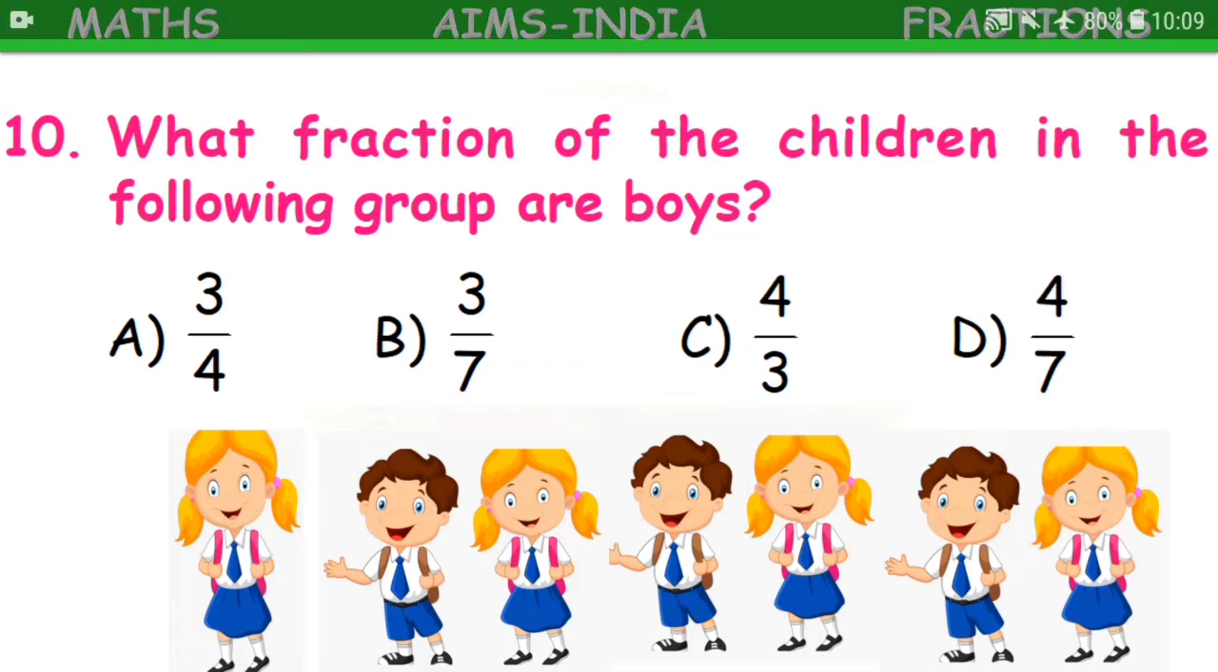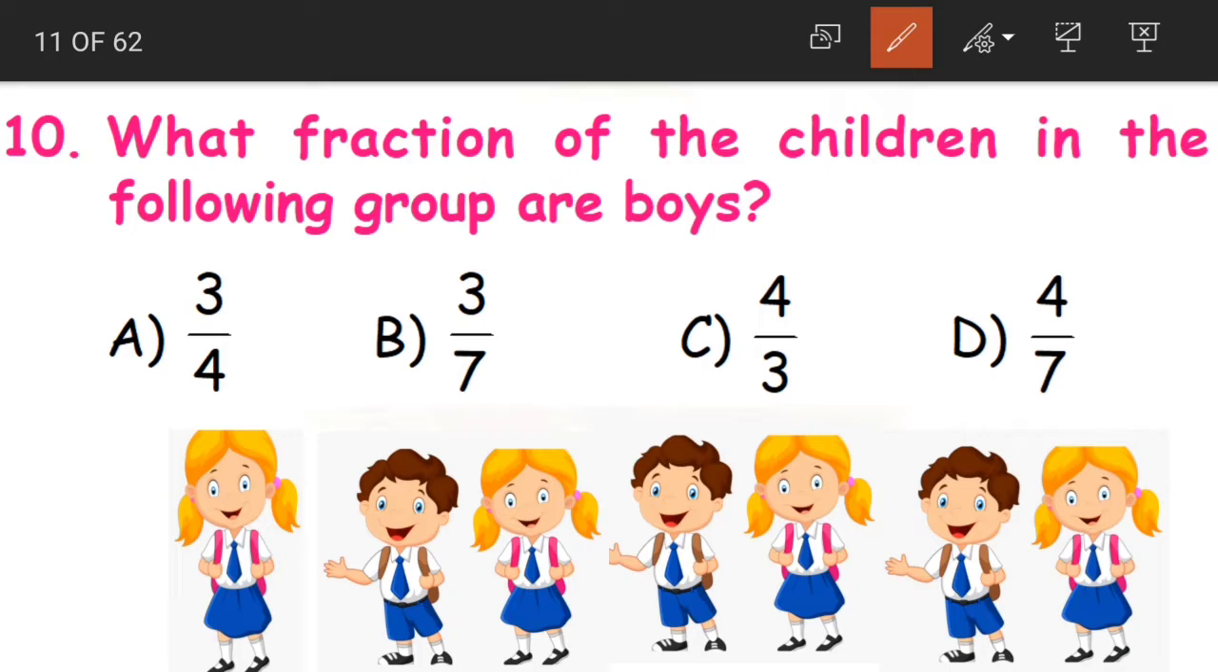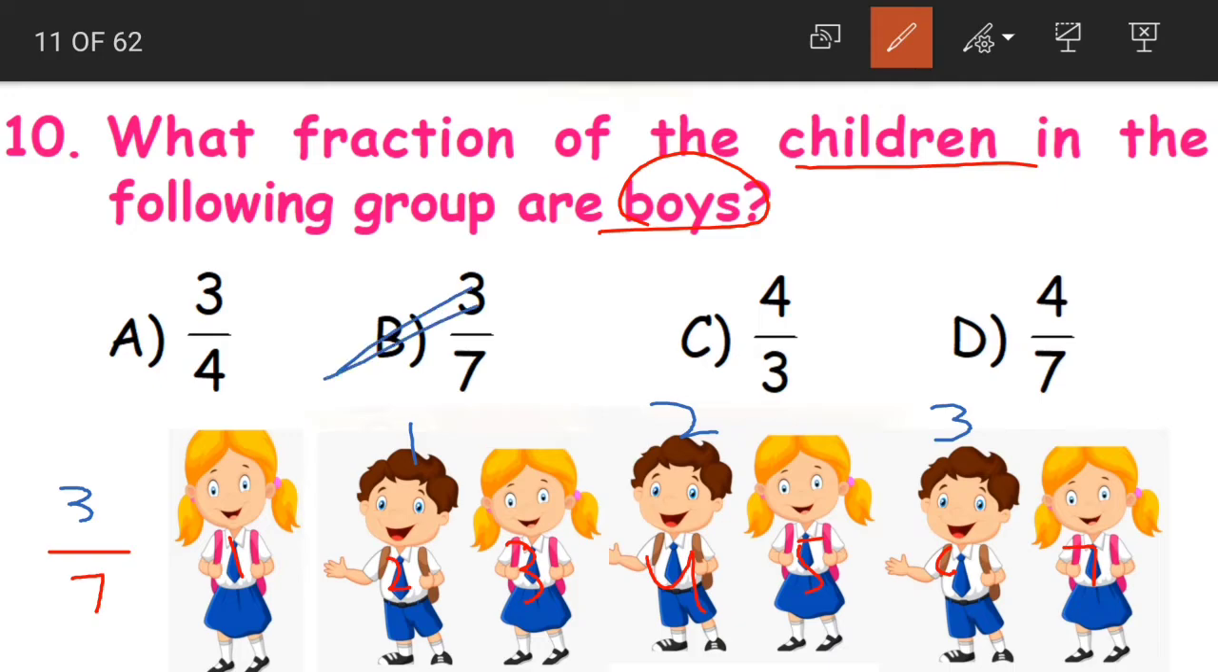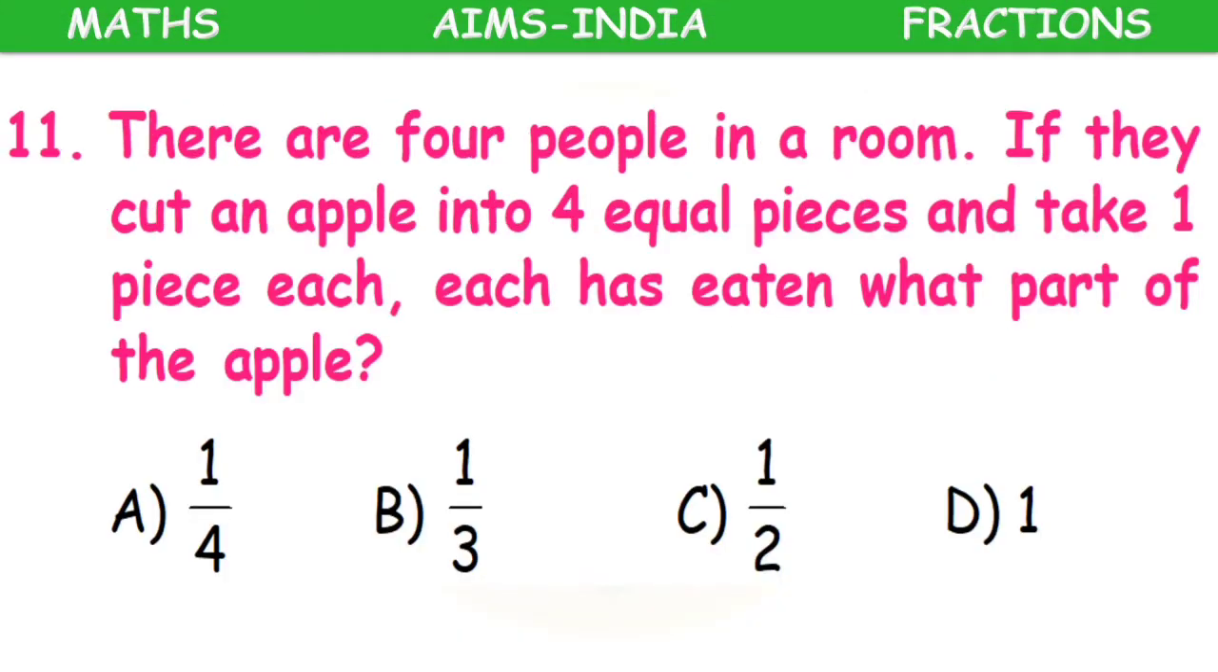Next, what fraction of the children in the following group are boys? So first what should we do? Let us count the total number of children. 1, 2, 3, 4, 5, 6, 7. There are total 7 children. So 7 becomes our denominator and we want the number of boys. How many boys do we have? 1, 2 and 3. So 3 becomes our numerator. Now what is the answer here? Option B, 3 by 7.